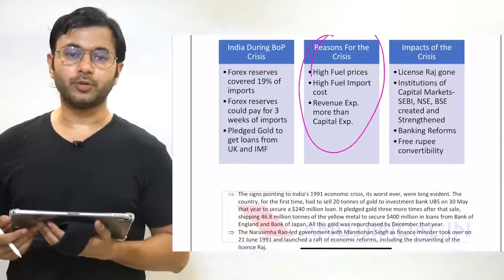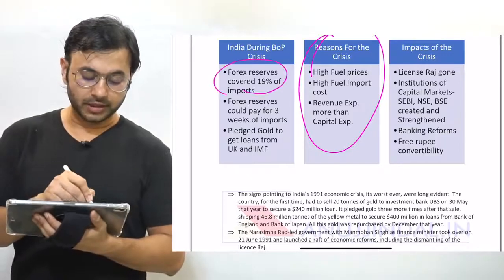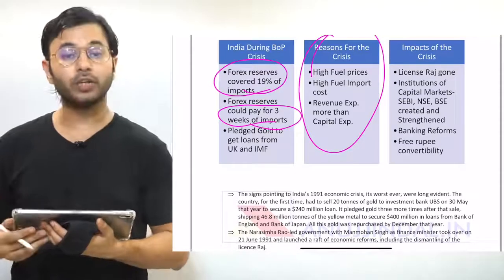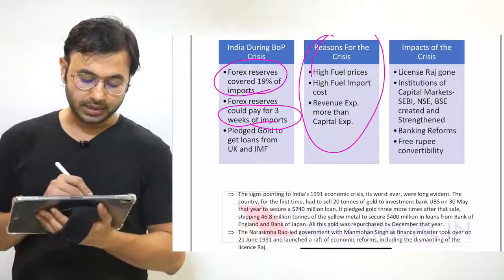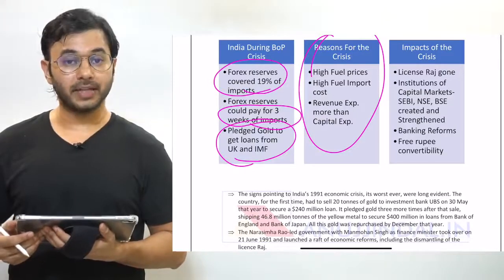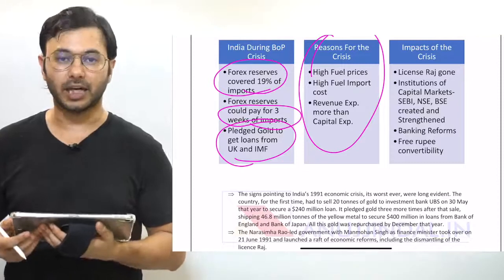What happened to India during the BOP crisis of 1991? The forex reserves covered 19% of imports. The forex reserves could pay for only 3 weeks of imports, and the country had to pledge gold in order to get money from countries like the UK, Japan and international organizations like the IMF.